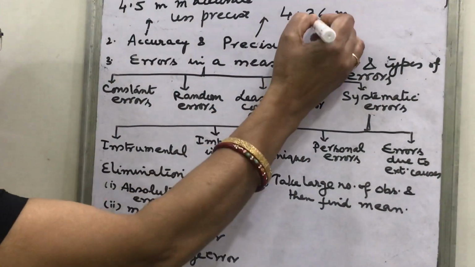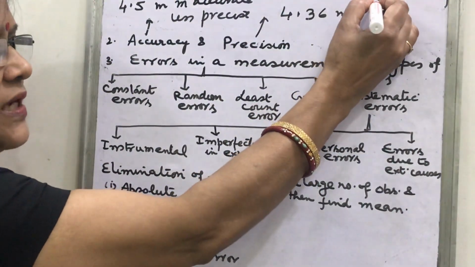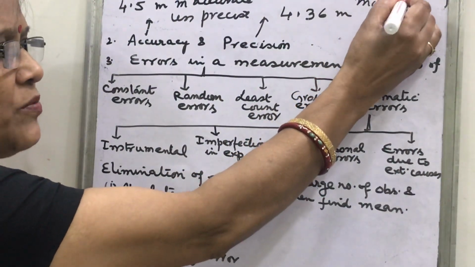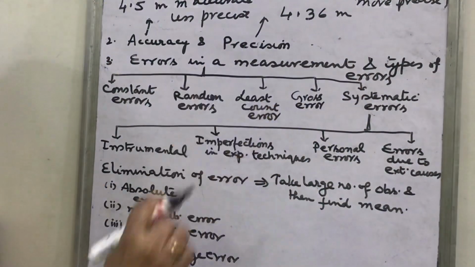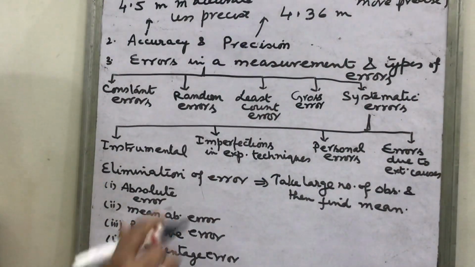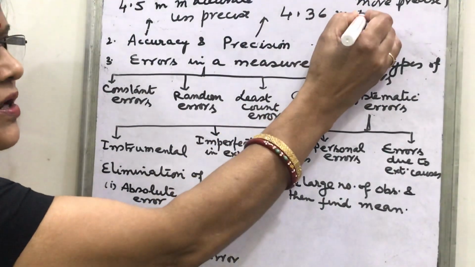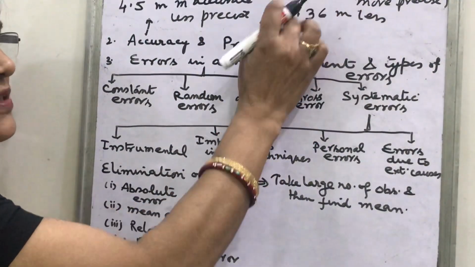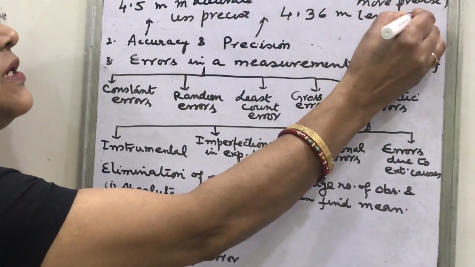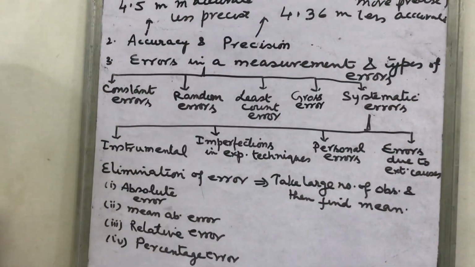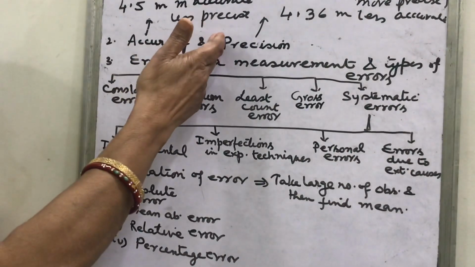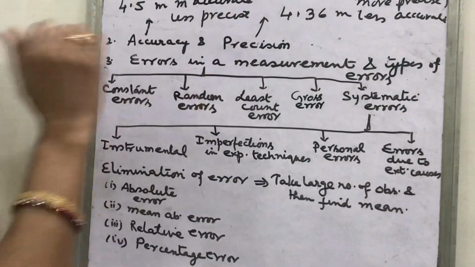How will you write here? More precise. Why more precise? Because it has been measured to a resolution of 2 decimal places. And less accurate. Why? Because the difference between this and the true value is more, so it is less accurate. In this way a measurement is said to be how precise and how accurate.